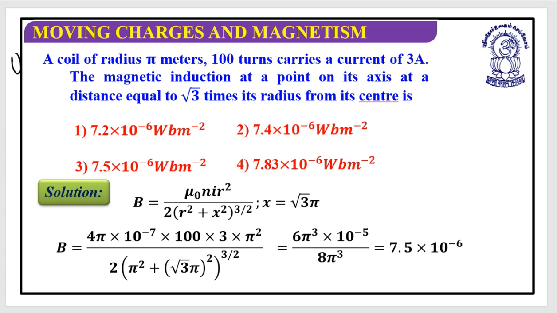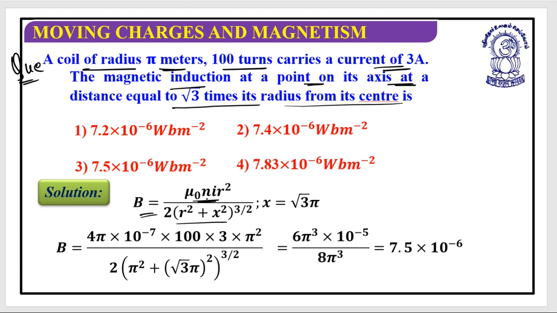The question says that a coil of radius pi meters having 100 turns carries a current of 3 ampere. Find the magnetic induction at a point on its axis at a distance equal to root 3 times its radius from its center. Great. So B is equal to, we understood this, N into mu naught I r square divided by 2 into root of r square plus x square to the power 3 by 2.